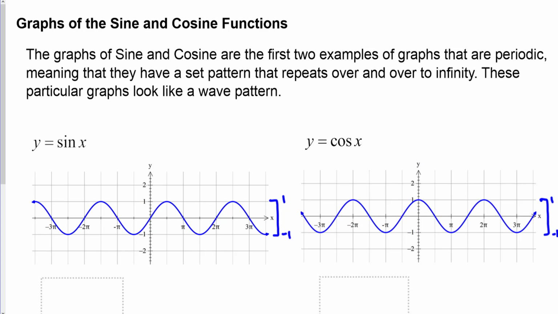And the pattern repeats itself in a distance of 2 pi. That happens for both cosine and for sine. But that pattern that repeats is slightly different depending on what you call your starting point. So the obvious starting point is 0. The sine is 0 at an angle measure of 0, but the cosine is 1 at an angle measure of 0. So you have a slightly different pattern in that respect. But in general, they do look extremely similar to one another.